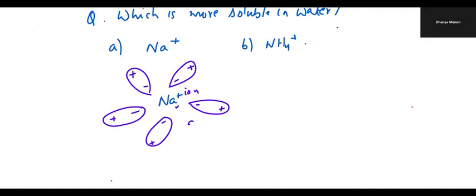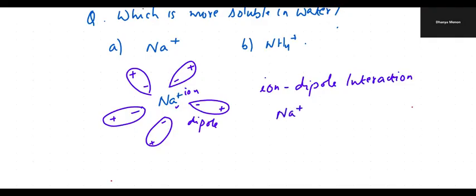And what is this interaction? This is ion dipole interaction. And this is a kind of van der Waals force. So sodium ion is soluble in water, but the interaction is not very strong. Why? Because this is a kind of van der Waals interaction. So I have van der Waals interaction.